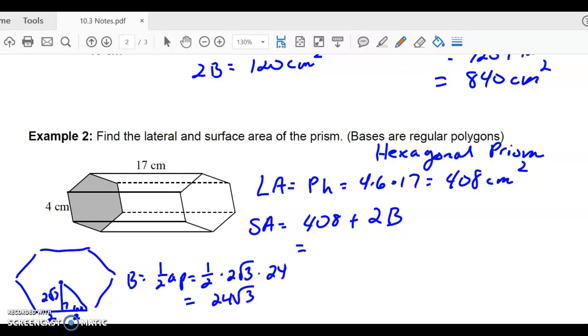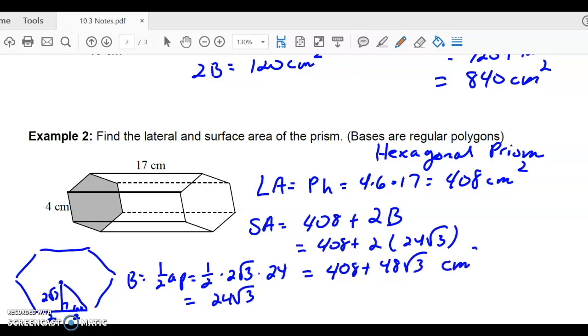So up above, for the surface area, we have 408 plus 2 times the area of the base, which is 24 square root of 3. So we have 408 plus 48 square root of 3. We cannot add those because those are unlike terms or unlike radicals. 408 cannot be added to 48.